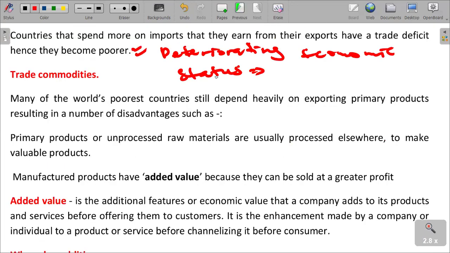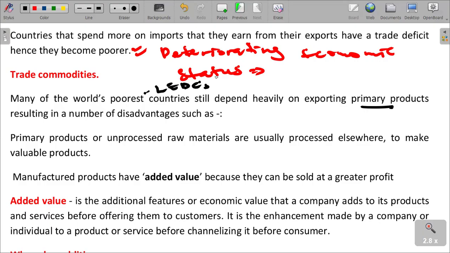So let's quickly look at trade commodities. What are the items that are being sold across or around countries? Trade commodities. What is it that is being sold? Many of the world's poorest countries still depend heavily on exporting primary products, resulting in a number of disadvantages. We are looking at less economically developed countries.